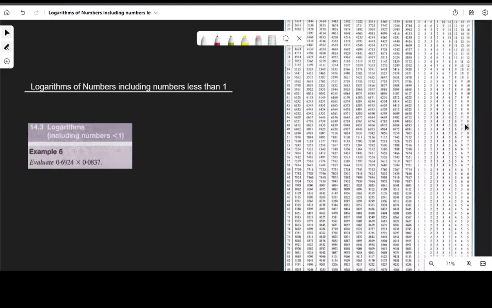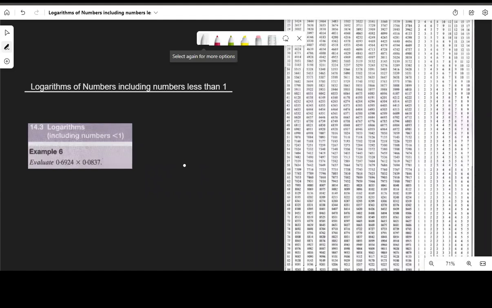In this lesson, we'll be looking at logarithms of numbers, including numbers less than 1. In our previous class, we looked at numbers greater than 1. So in this lesson, we'll be looking at numbers less than 1. And it's a revision class for WAEC, SS3. All my questions are taken from New General Mathematics, SS3, the revision part of it.